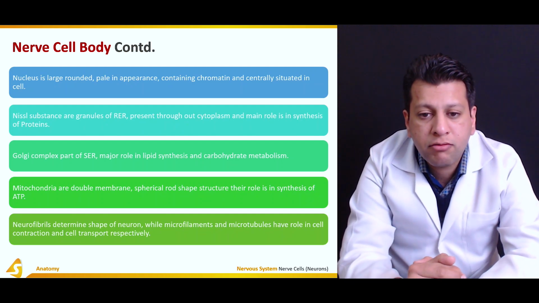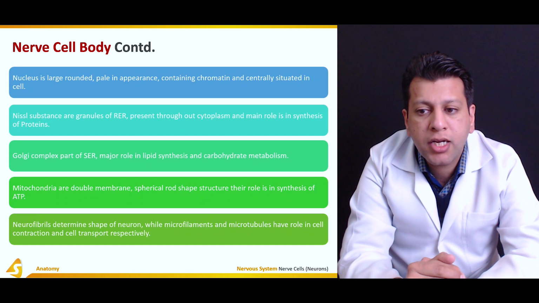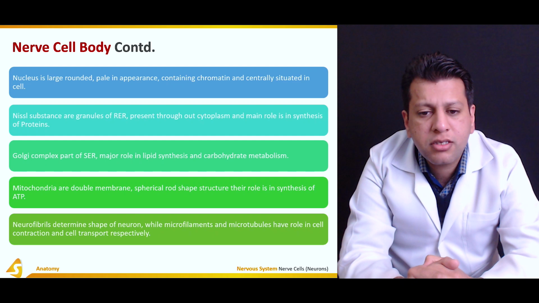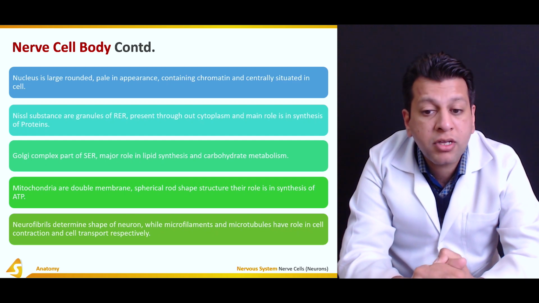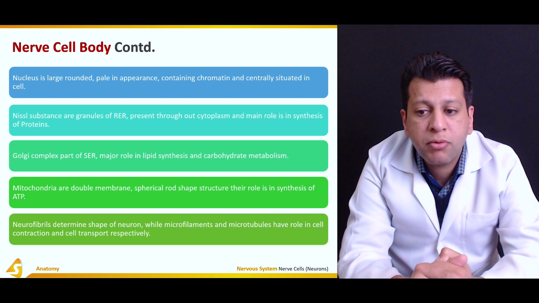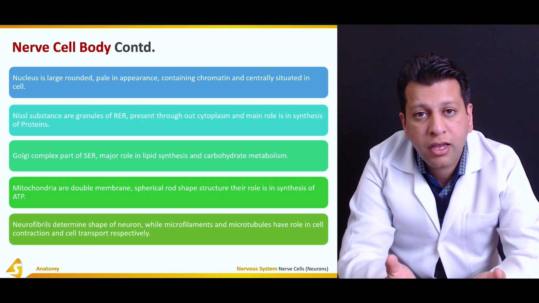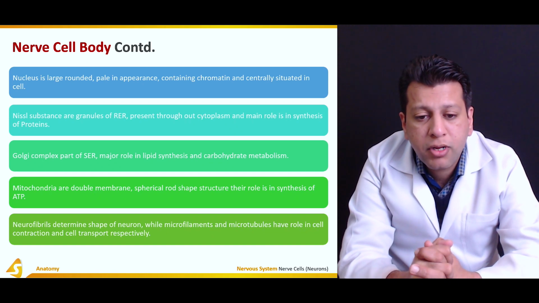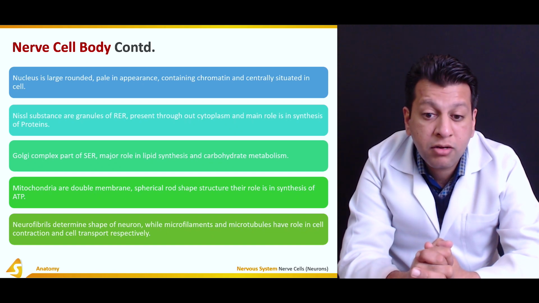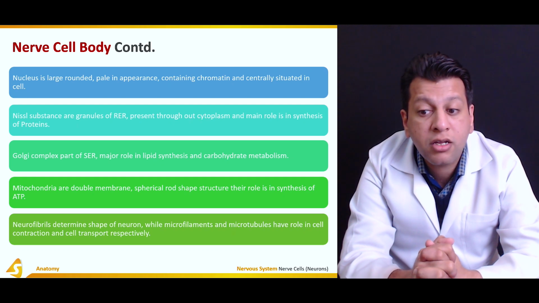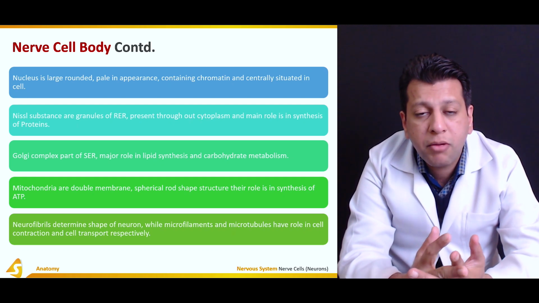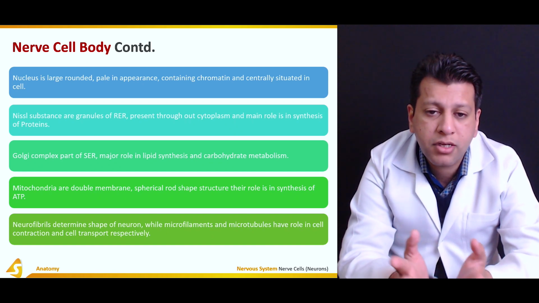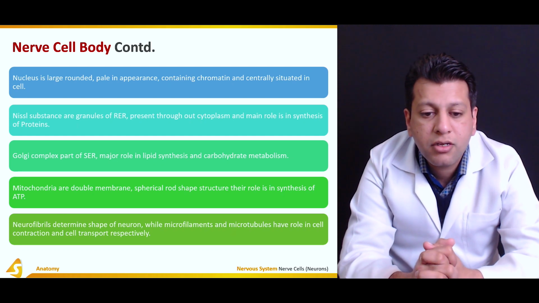The nucleus is large, rounded, pale in appearance, containing chromatin and centrally situated in the cell, as in most cells. Nissl substance consists of granules of rough endoplasmic reticulum present throughout the cytoplasm. Its main role is the synthesis of proteins, and we know that rough endoplasmic reticulum has a role in protein synthesis. The smooth endoplasmic reticulum's major role is in lipid synthesis and carbohydrate metabolism. And why lipid synthesis? Because myelination has to take place, and the greater the myelination, the greater the speed of conduction.